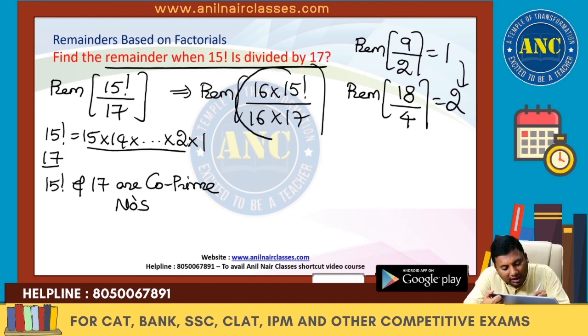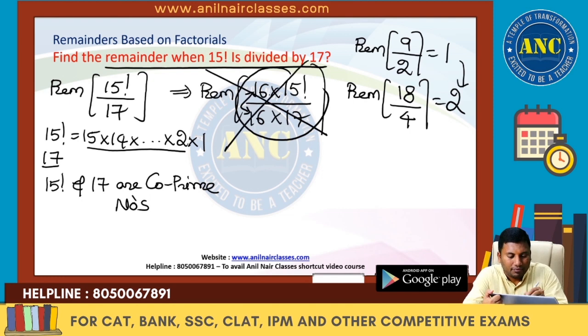But if you take these two, 16 is common to each other. That means the numbers are not coprime to each other. This logic is not applicable when the numerator and denominator are not coprime. The remainder will get affected. So, here it is a wrong method.